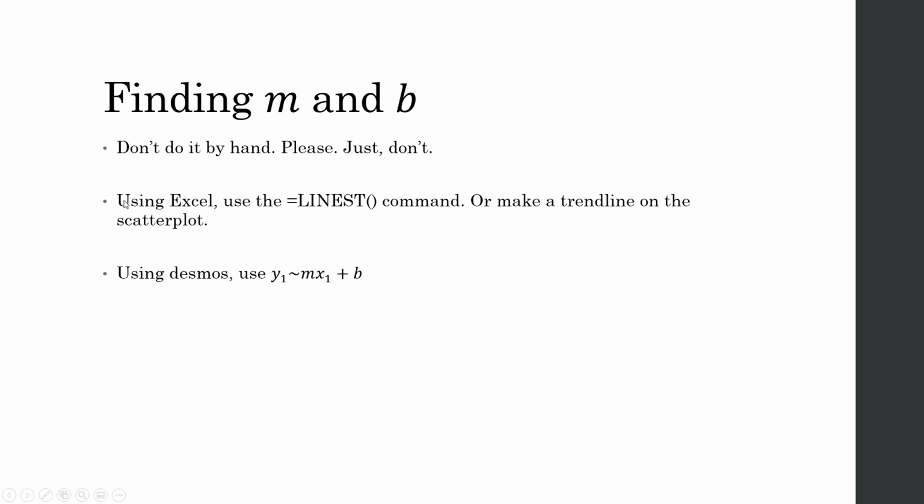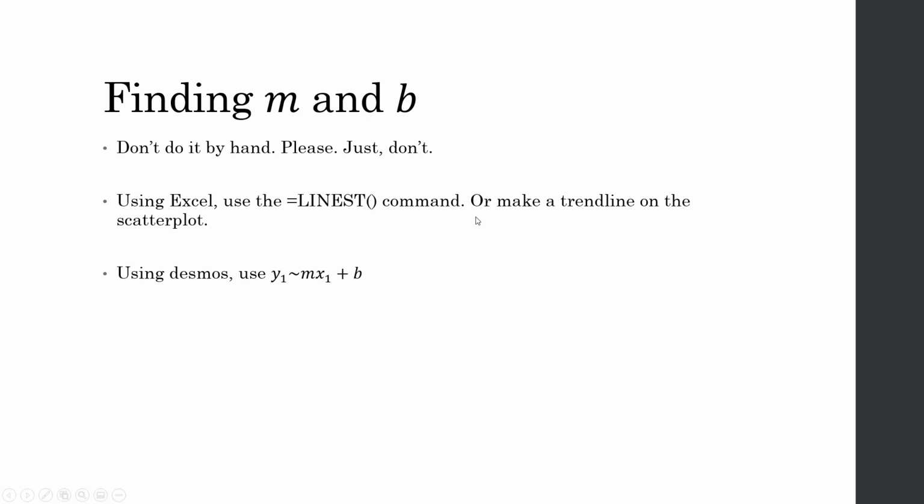Same as we've been using technology to find all the other major findings in this course. So in Excel, the go-to is LINEST, the linear estimator command. You will highlight your first data set, comma, second data set, and that will spit out two values. It'll give you slope and y-intercept. And there you go. That's how you do it.